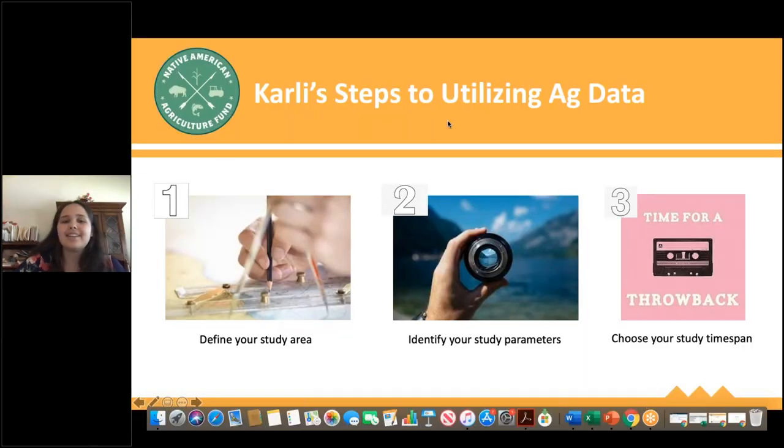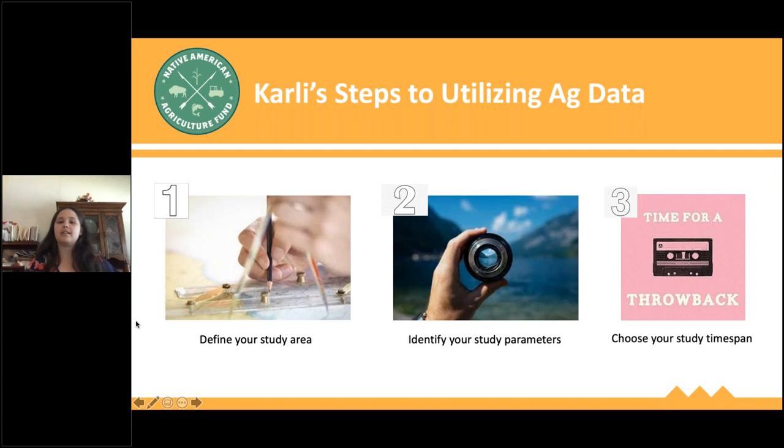One, I suggest that the first thing you do is define your study area. Ask yourself, what geographical area do I want to know about? If you are in a tribal community, you know what the boundaries of that community are. You can figure that out in multiple ways. Maybe it's counties, maybe it's reservation, zip codes. I think there are also congressional districts. So the information is broken down in lots of ways. Figure out which one is best for you and what your study area is. You can always expand your search later on.